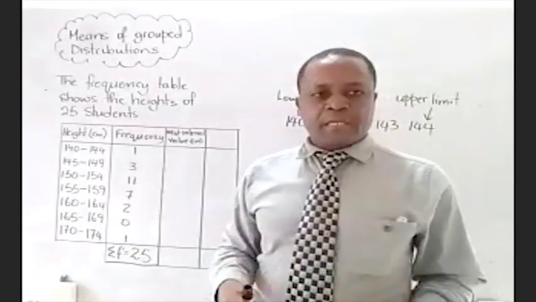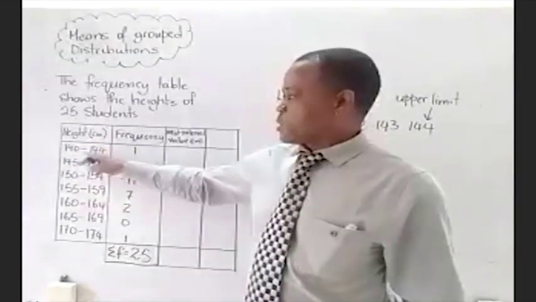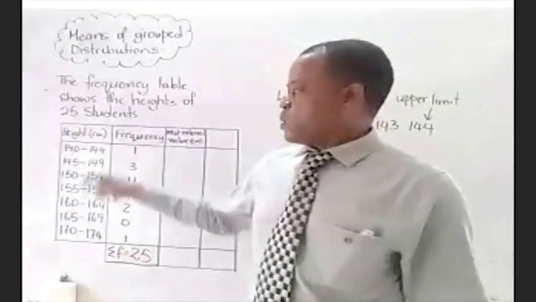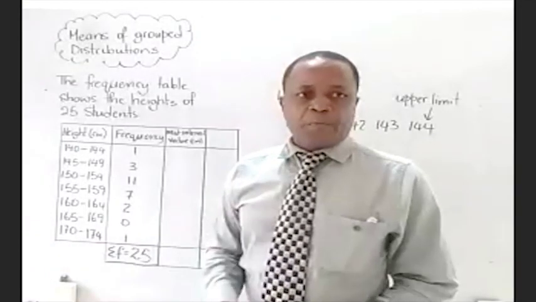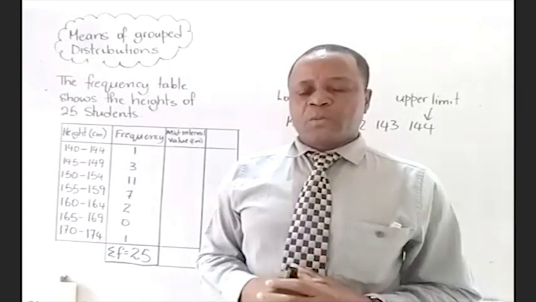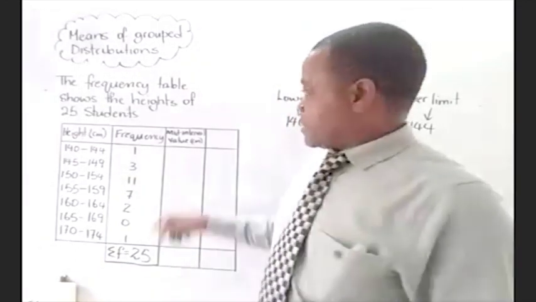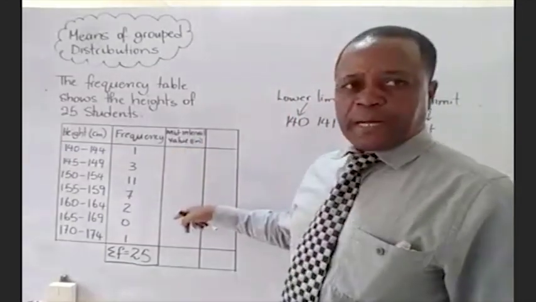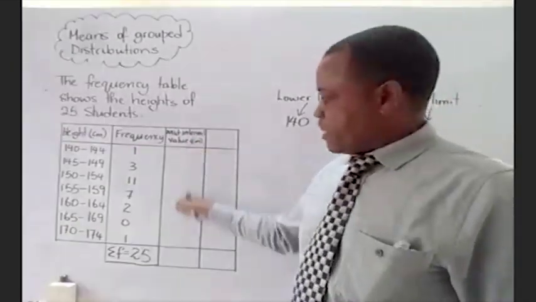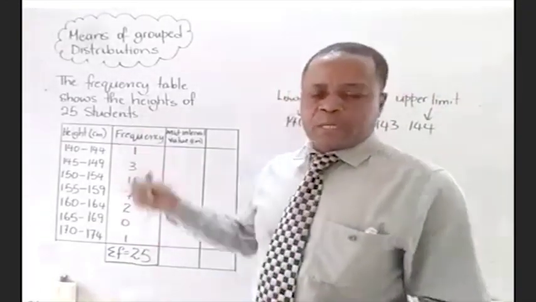In this case, we need to use a number that we can actually use to represent each group. Now, what would be the best number? The best number to use would have been our midpoint. As you notice here, I have constructed my table with the mid-interval value, because we need those values in order to do our calculation when it comes to the mean.